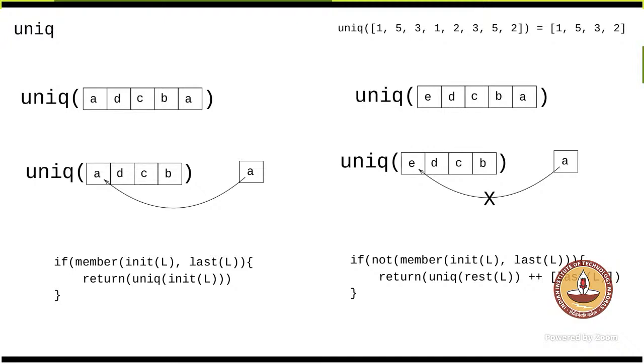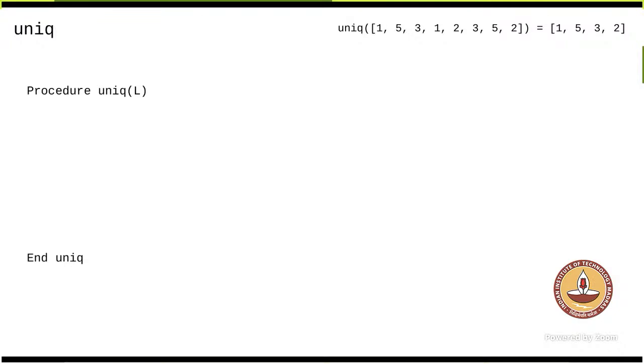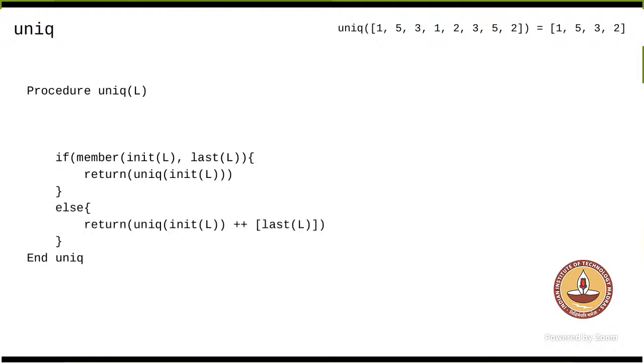Earlier, you were inserting first of L, now you are appending last of L. So let's again very quickly write this down. If last of L is a member of init of L, return unique of init of L, else return unique of init of L plus last of L. Same base case, right? Base case is same.